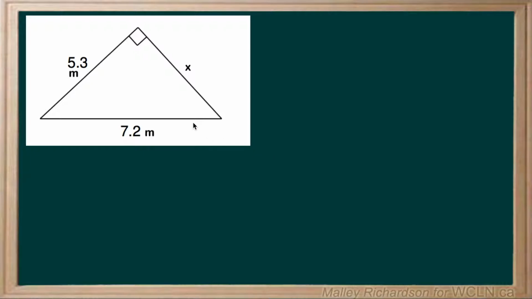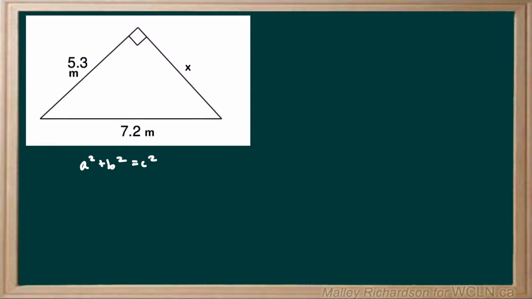As we can see in this example, x is not across from our 90-degree angle. So that means x is not going to be our longest side. Instead, 7.2 meters is going to be our longest side. So knowing this, let's set up our formula of Pythagorean theorem of a squared plus b squared equals c squared.